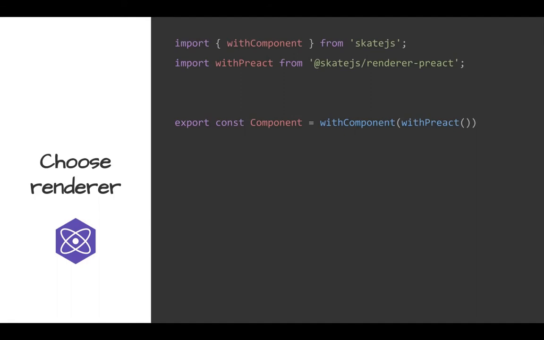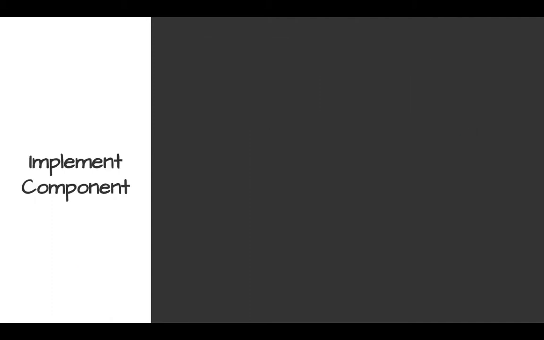So this is how it looks. I just import the withComponent mixin from Skate and the withReact mixin from the React renderer. And I will build my base component class just by composition of those functions. So that's step number one.